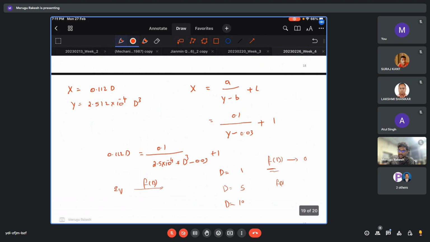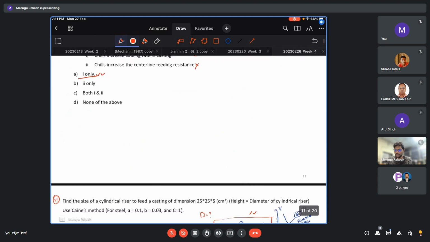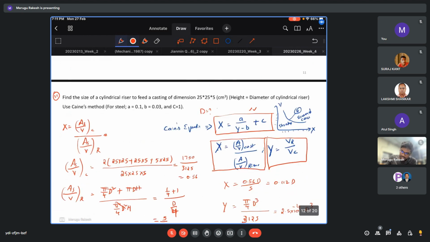Suppose at 5 you are getting f of d as some 1, so you are closing towards 0. And if in some value you are getting increasing or decreasing again, you need to see that the function approaches 0, so that you will get the correct answer. If you do that trial and error method, you will end up with d as 12 centimeters in this case. So please try this trial and error method once. If you keep the value of 12, you will satisfy that equation.